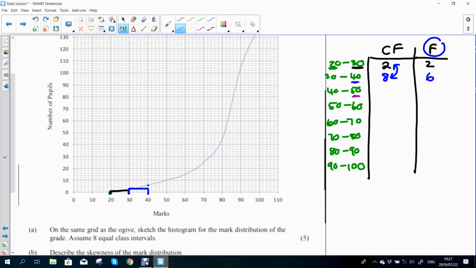So I use 50, I go up and read off this point here. What is that point? It looks like 10. So my cumulative frequency at that point is 10. Now again, what is the difference between 8 and 10? It is 2. That's how I get to my frequency. So I need to draw a little bar on 2.